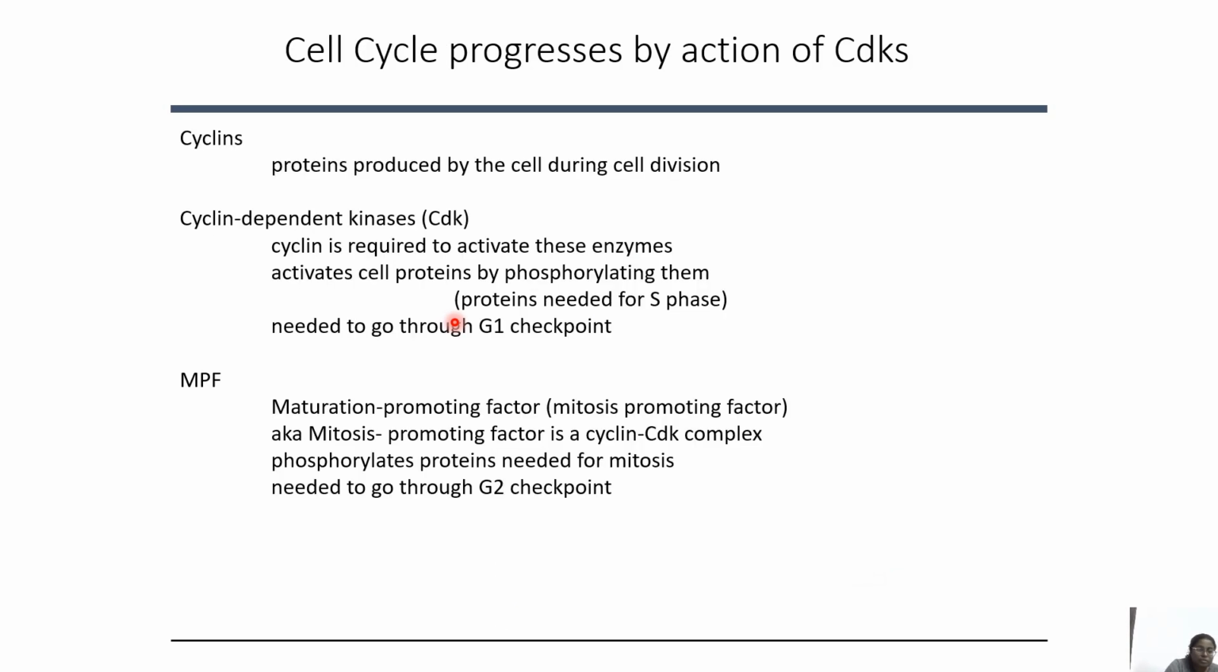Cyclins are proteins produced by the cell during cell division. Cyclin dependent kinases, or CDKs: cyclin is required to activate these enzymes, which activate cell proteins by phosphorylating them. These are proteins needed for S phase, needed to go through the G1 checkpoint. Then we have the MPF, maturation promoting factor or mitosis promoting factor, a cyclin CDK complex phosphorylating proteins needed for mitosis, needed to go through the G2 checkpoint.